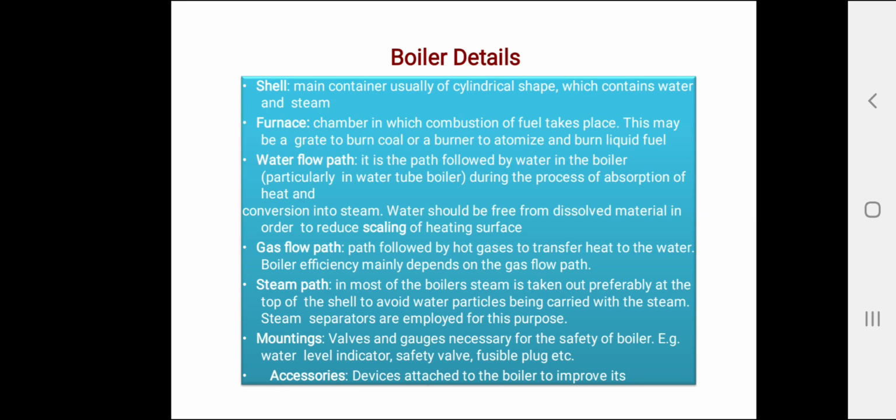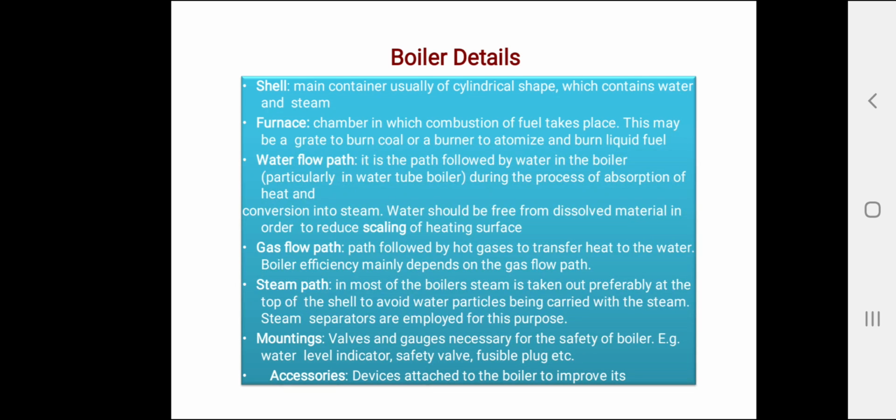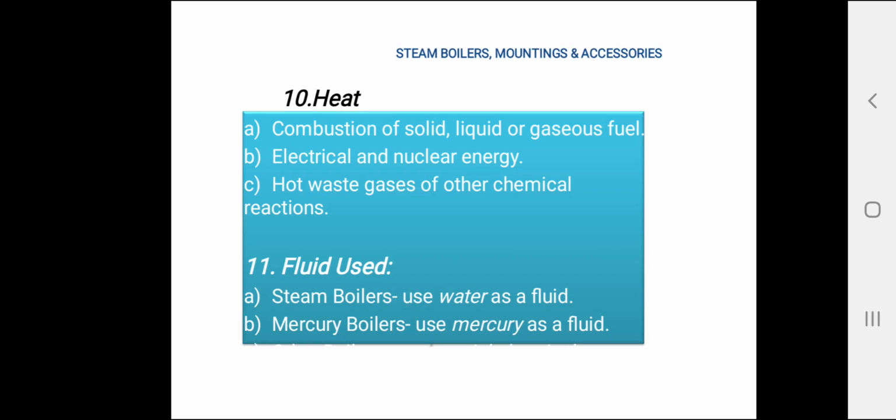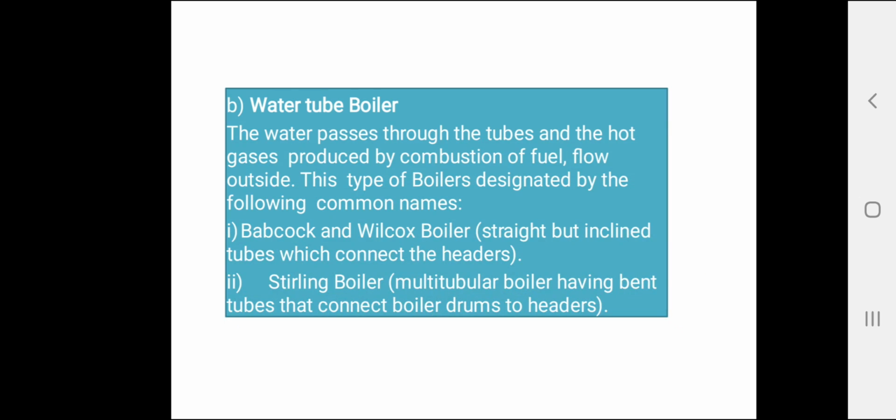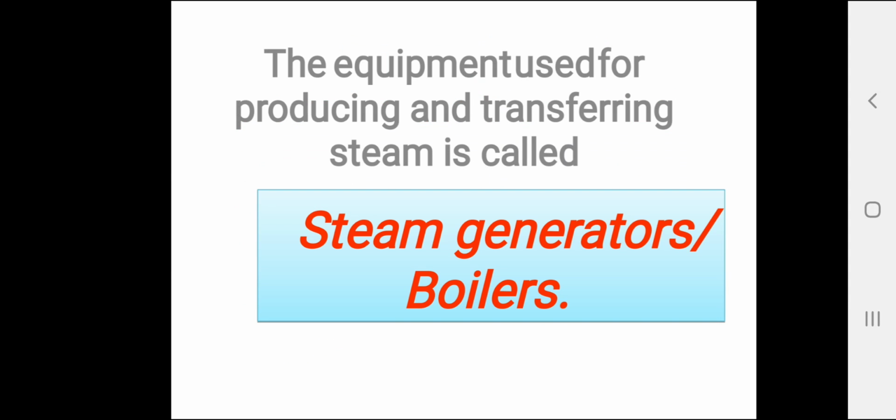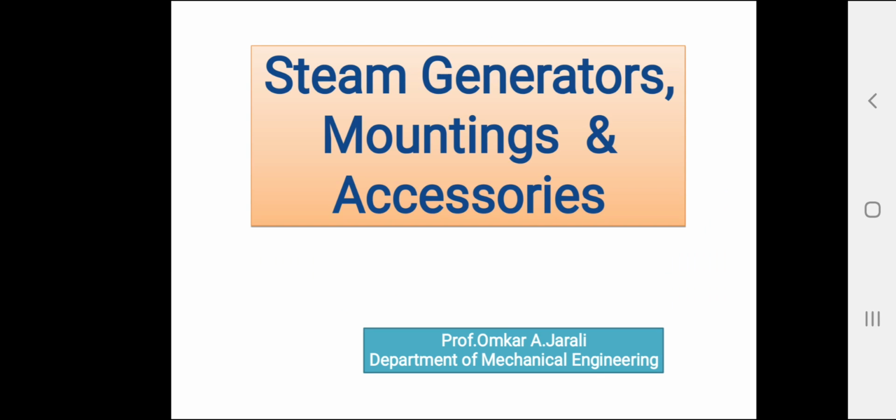So these are the elements or parts present in all boilers. The shell is there, the furnace is there, the water flow path is there. The gas flow path should be considered, the steam path should be considered, along with mountings and accessories. Let us discuss the fire tube boiler today. So this was about the basics, the definition of steam generators and boilers, and the classification of boilers.